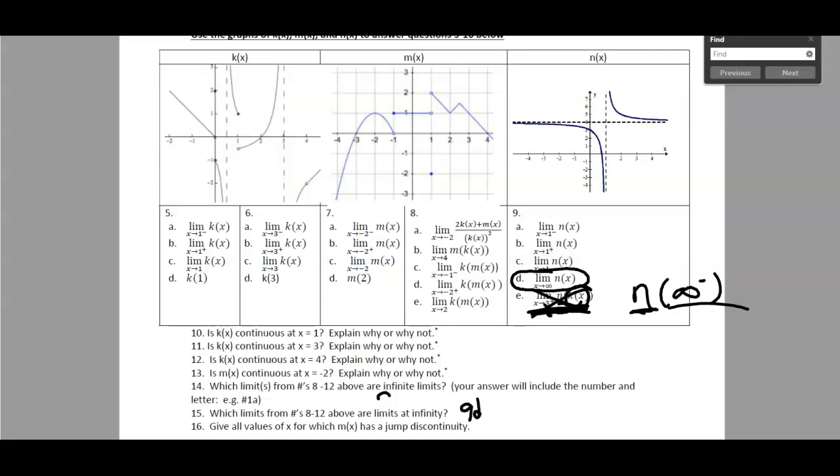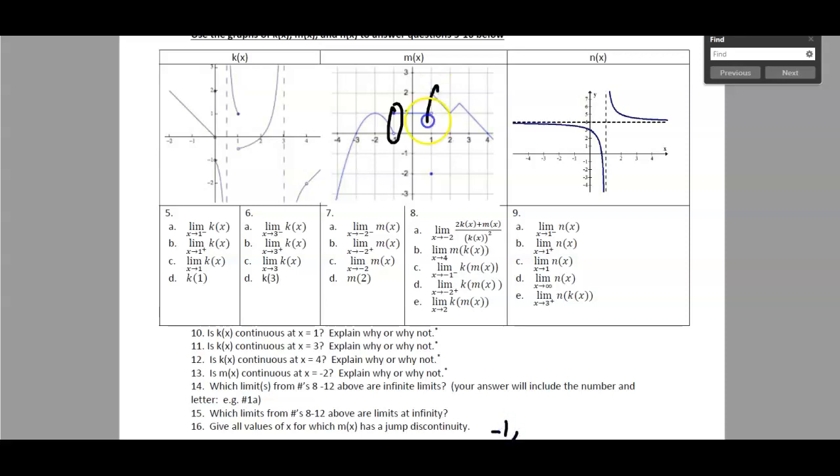Number 16. Give all values of x for which m of x has a jump discontinuity. Well, I see a jump here. A jump is any time the limit from the left and the right are not the same. Or in other words, 2 points with the same x value but different y values, right? Vertical to each other. So that's a jump. So we have -1. We also have a jump right here at +1.